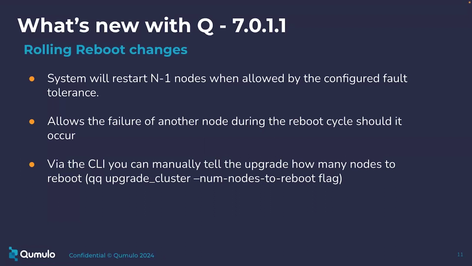If that still concerns you, you can certainly do the upgrade via the command line and the rolling reboot portion there. You'd simply use the num nodes to reboot flag to the upgrade cluster. So if you are one of our customers who likes to do things via the command line, that option is out there and available for you. From the GUI, you are at the mercy of whatever the system deems you have as far as configured fault tolerance at that point. But if you want full control over it, certainly by all means, you can do it through the CLI.